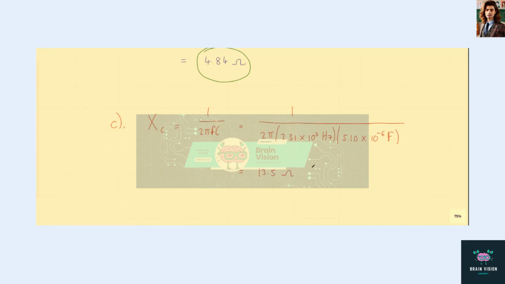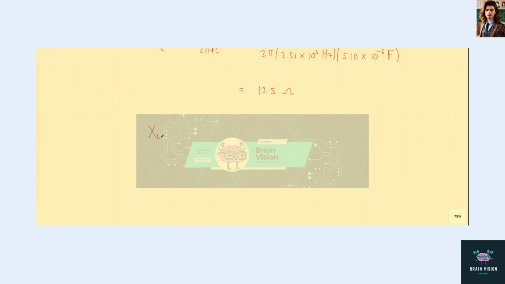13.5 ohms. Similarly, the inductive reactance, XL, is 2 pi f times L. Again, this is 2 pi times the frequency, 2.31 times 10 to the power 3 hertz, times the inductance L, which is 2.94 times 10 to the minus 3 henry. Calculating, we get this reactance, XL, to be 42.7 ohms.